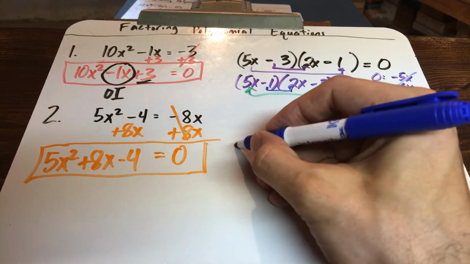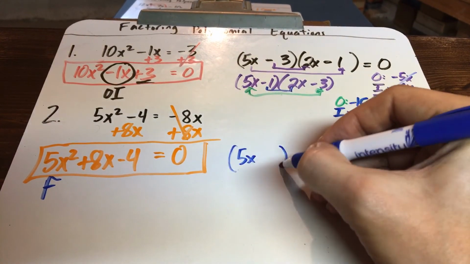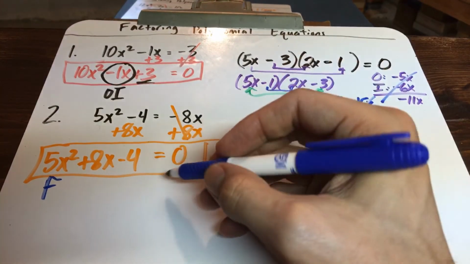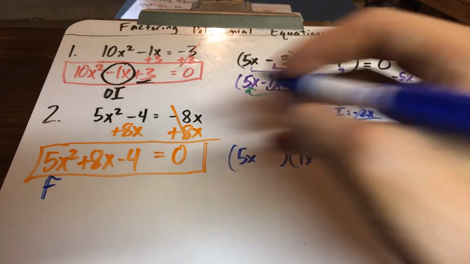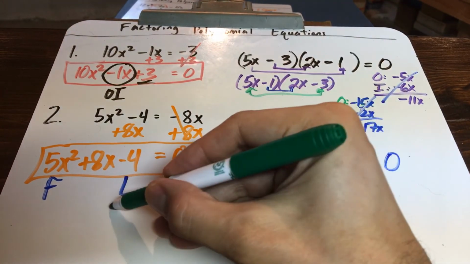Let's guess on number 2. The only way they got this, 5x squared, is to do 5x times 1x, right? That's the only way it's going to be. I guess we could have 1 and 5 flipped around, but for now, that's the only way. At the end, how do they get negative 4? Okay, it could be negative.